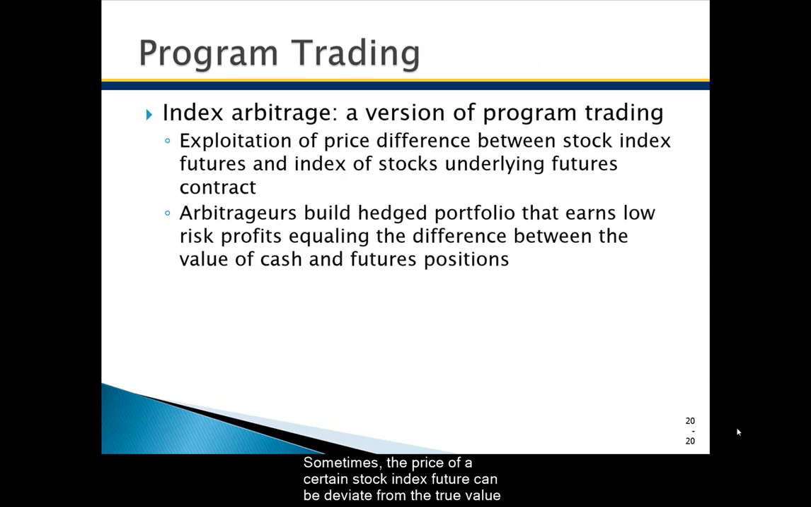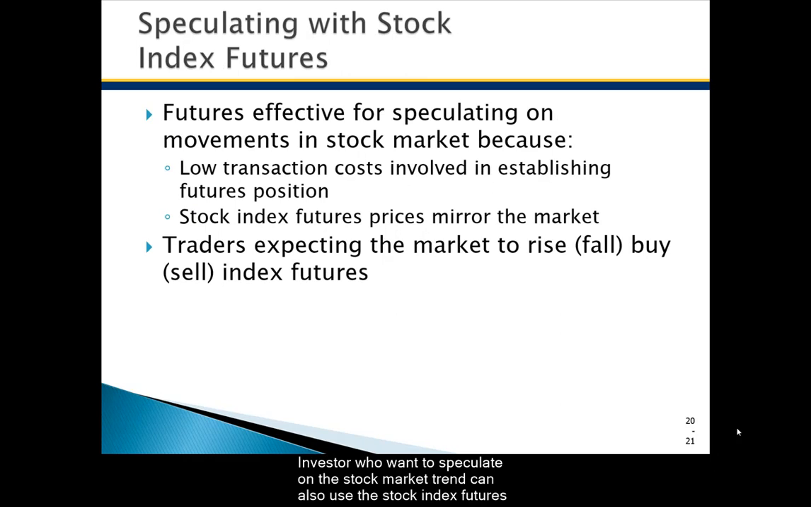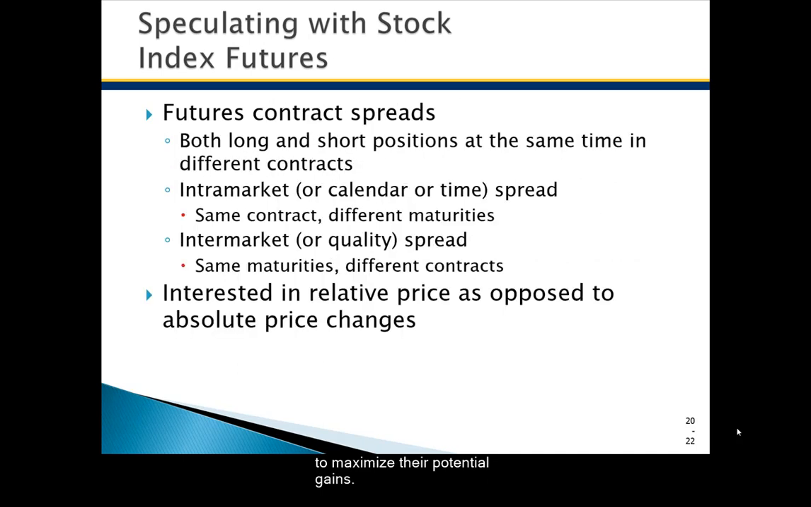Sometimes, the price of a certain stock index future can deviate from the true value of the index. In this case, investors can simultaneously take a long and short position in both the futures index and the underlying index stock portfolio to exploit the difference for risk-free gains. This strategy is called index arbitrage. Investors who want to speculate on stock market trends can also use stock index futures to maximize their potential gains. Individual stock futures offer investors the opportunity to either speculate on individual stock prices or manage individual stock price risk.